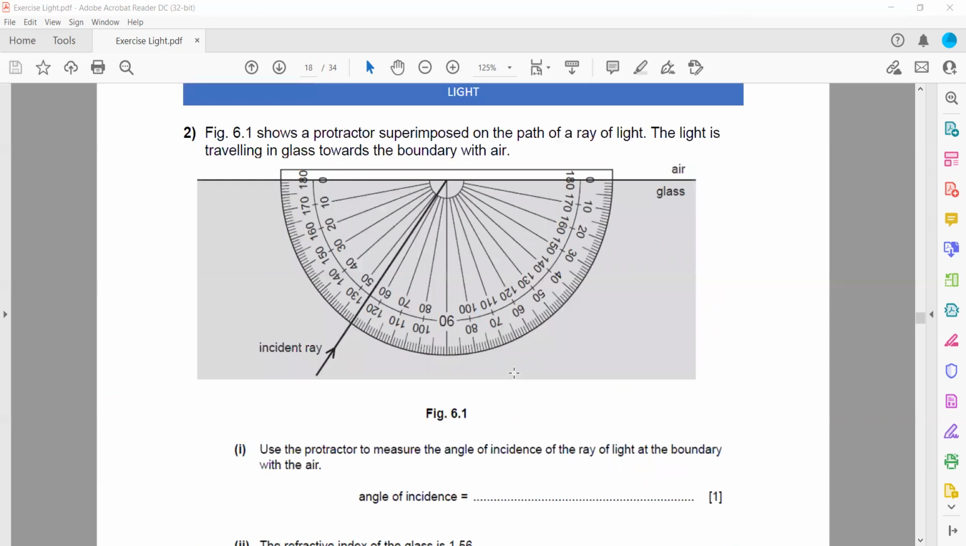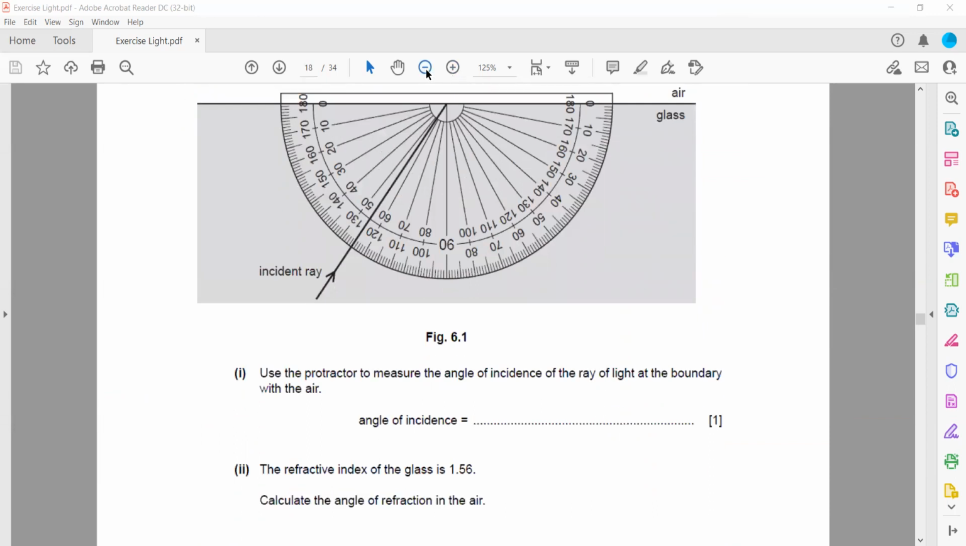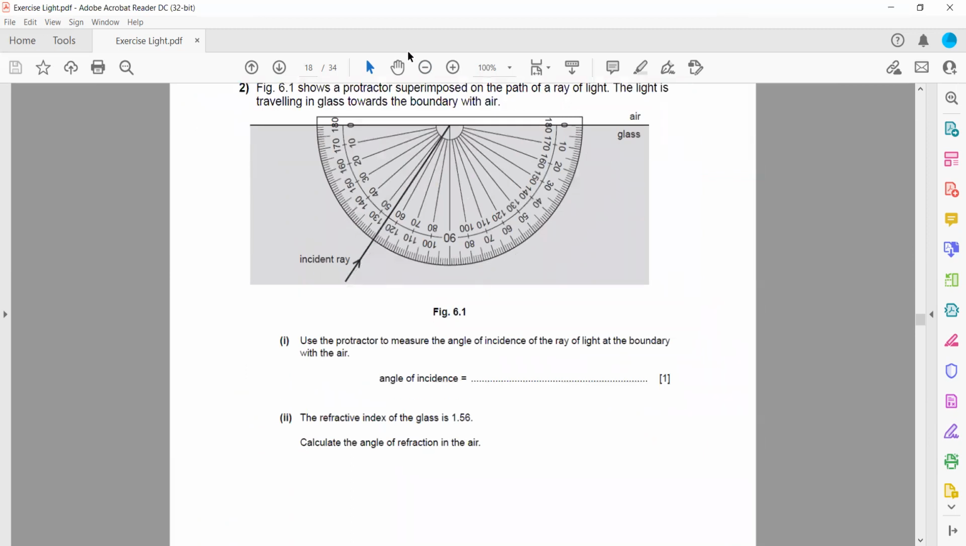So figure 6.1 shows a protractor which is superimposed on a path of a ray of light. The light is traveling in a glass towards the boundary with air. Then use a protractor to measure the angle of incidence. So the protractor is placed. We want to measure the angle of incidence. When I draw the ray of light, this is the incident ray. We want to measure the angle of incidence, so we always measure from the normal.